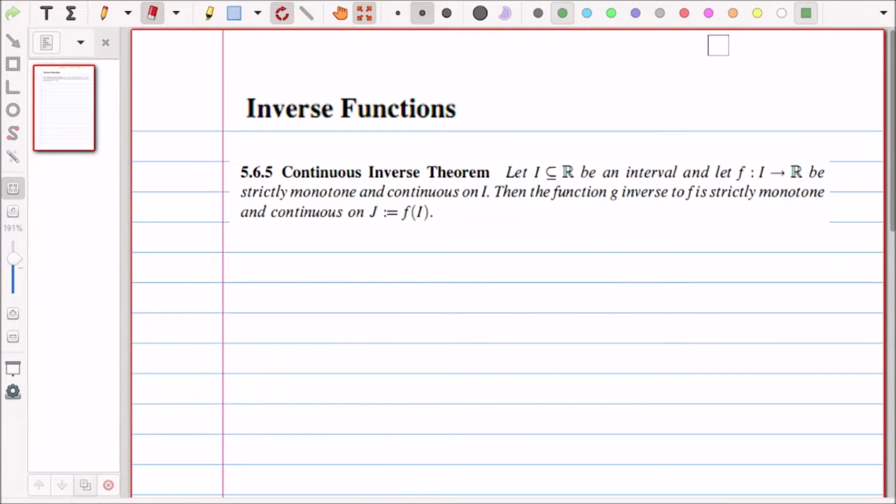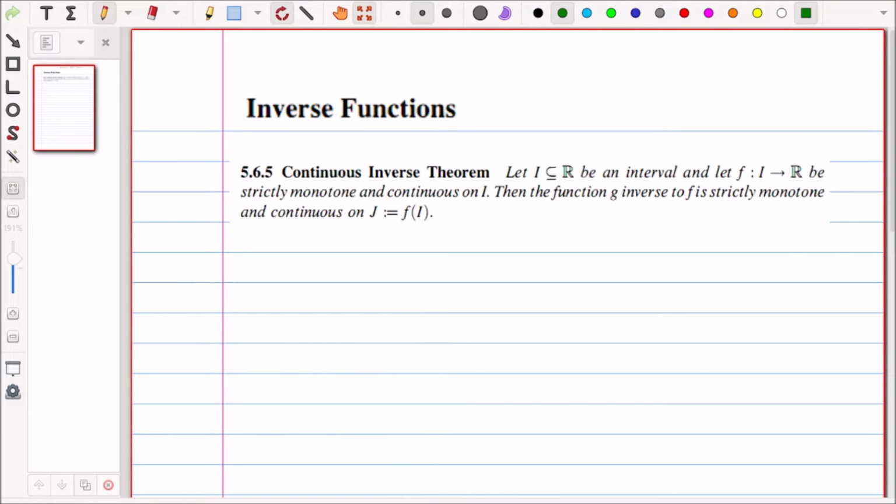What this continuous inverse theorem says is, if you have a strictly monotone and continuous function defined on an interval, then its inverse is also strictly monotone and continuous on J. And what should J be? J is equal to f(I). We have done a theorem that the continuous image of an interval is an interval. If I is an interval, then f(I) is also an interval. So J is an interval. So the function g, which is the inverse of f, is strictly monotone and continuous on J equal to f(I).